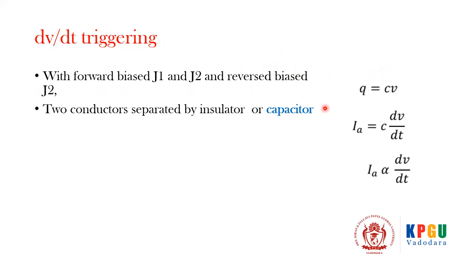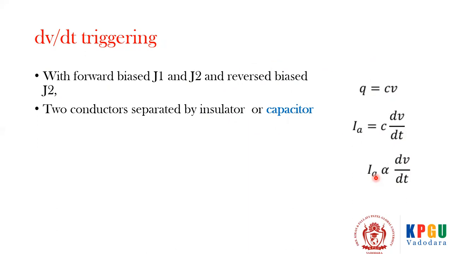Now we know the principle of a capacitor, that Q is equal to C V, and so if you differentiate, you get the forward current which is proportional to dV by dt. So if the rate of change of forward voltage, not the magnitude, the rate of application of forward voltage is large, then the forward current is also going to be large. It is similar to the current drawn by a capacitor. And if this current is larger than the latching current of the SCR, then obviously the SCR turns on. So this method, if it is used, it is called dV by dt triggering.